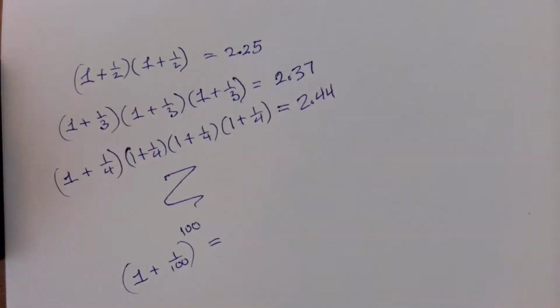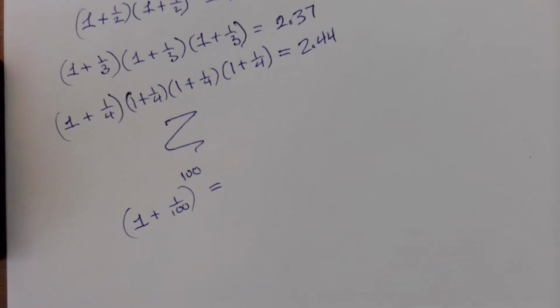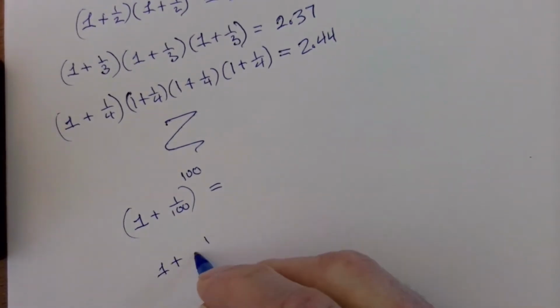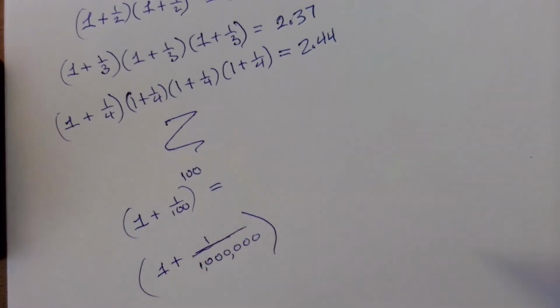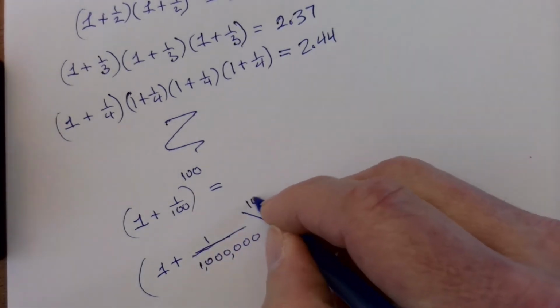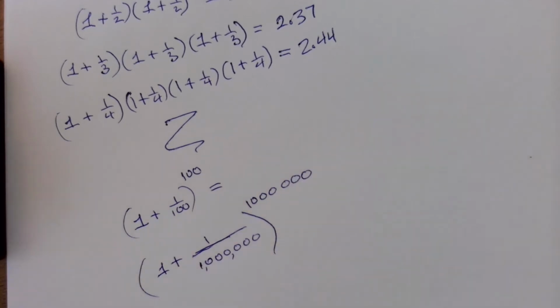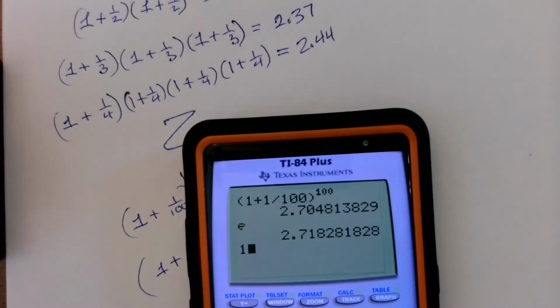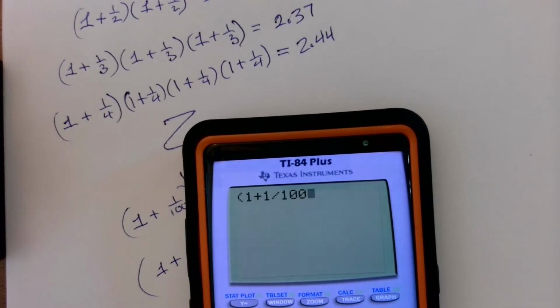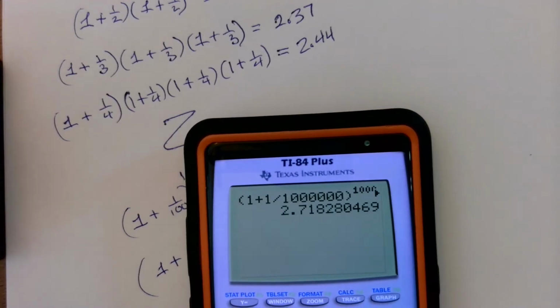Well, what if we did this instead? What if we did 1 plus 1 over 1 million, which is just barely bigger than 1, and raise it to the millionth power. Let's take a look at that. That's starting to look like e, and that's really what e is all about.